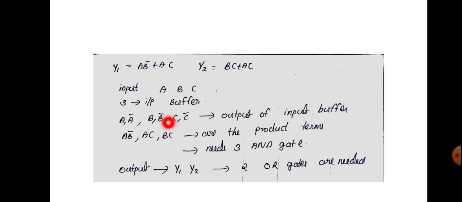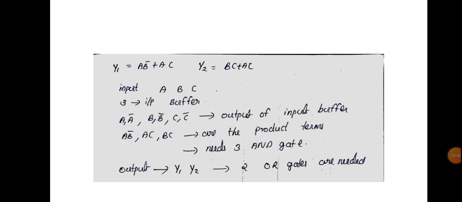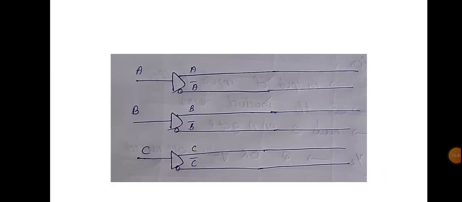Then we can design. How many inputs will there be? A, B, C, so a 3 input buffer. We have to first draw the 3 input buffers, so let us draw it. So this is the input buffer. A, B, C are the inputs, given to the input buffer, and the output of the input buffer is A bar, B bar, C bar.